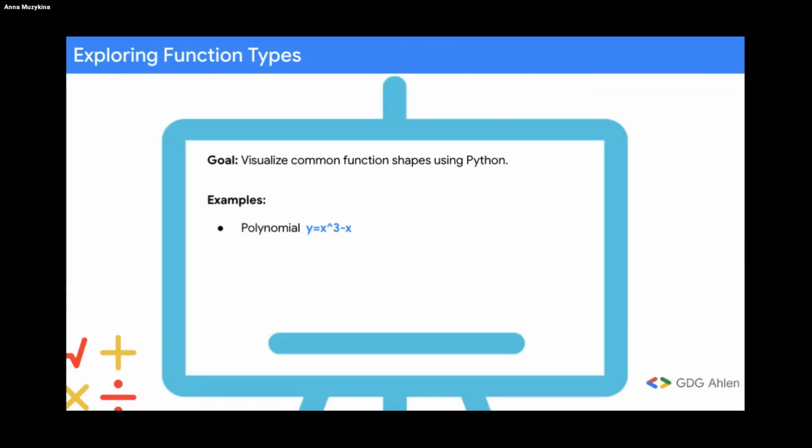Besides parabolas, there are various function types. Let's take a look at these examples. Polynomials like x cubed minus x. Trigonometric functions, sine of x. Exponential functions, e to the x. Logarithmic functions, typically the natural log. Rational functions like 1 over x, or 1 divided by x.